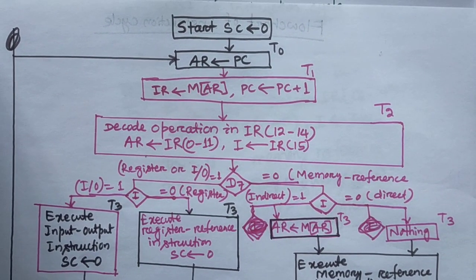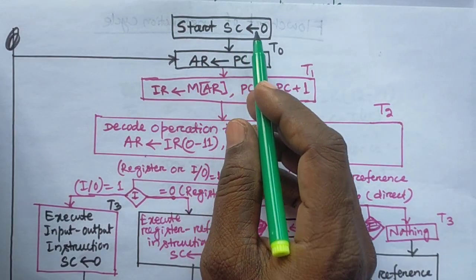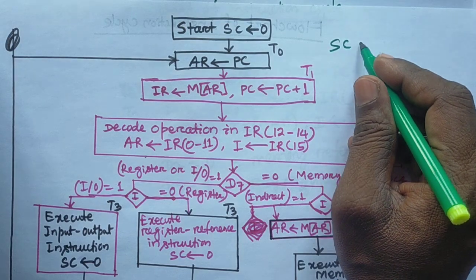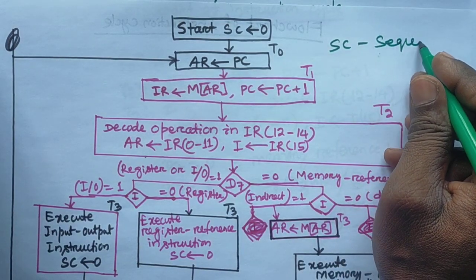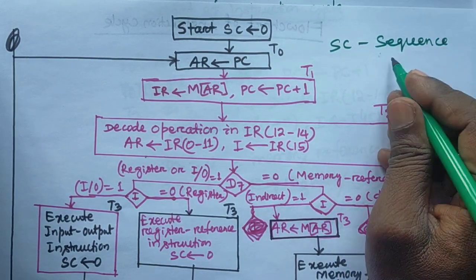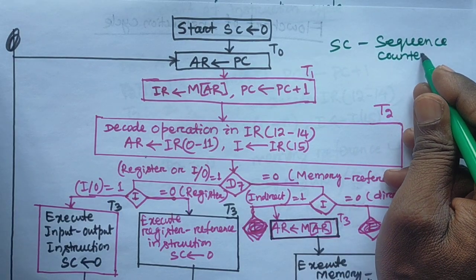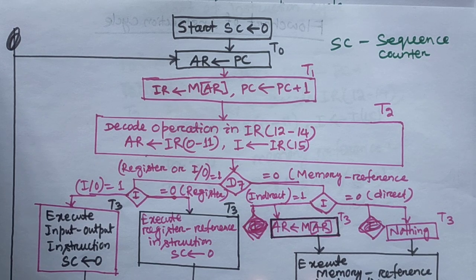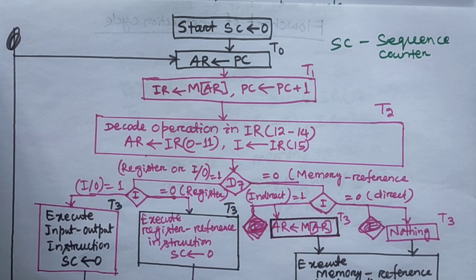Very simply, initially at start, SC is equal to 0. SC stands for sequence counter. The sequence counter is used for time only. Whenever the time slot is increasing, 0, 1, 2, 3, 4 like this, the sequence counter is considered. So at start, time 0, the sequence counter is 0. Now T0, so at T0, what happens?